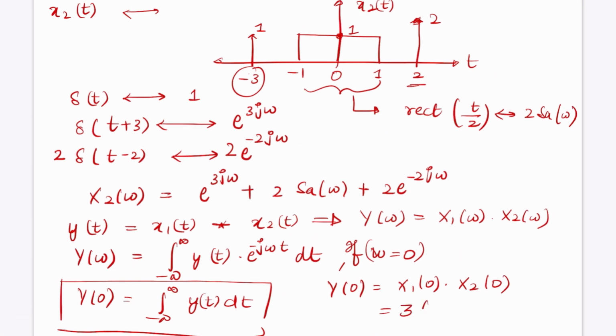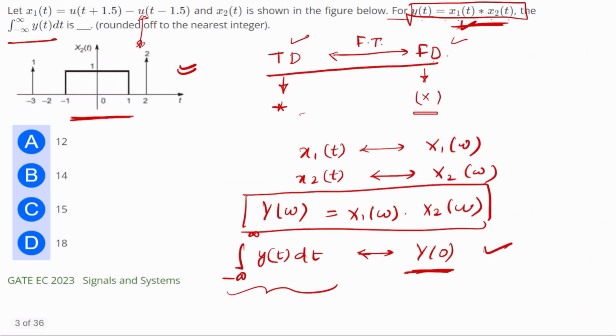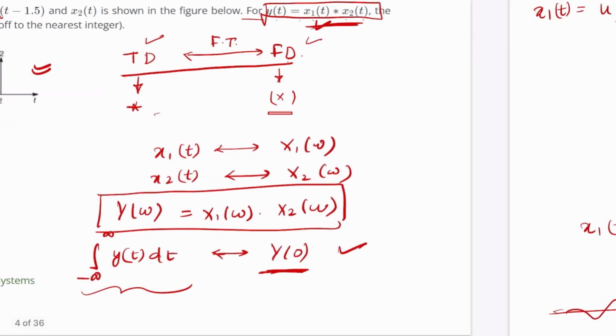Similarly, in X2 we put omega equal to 0, so that will become 1 plus 2 plus 2, and the product will come out to be 15. So 15 will be our correct option. This is how we solve this type of question.